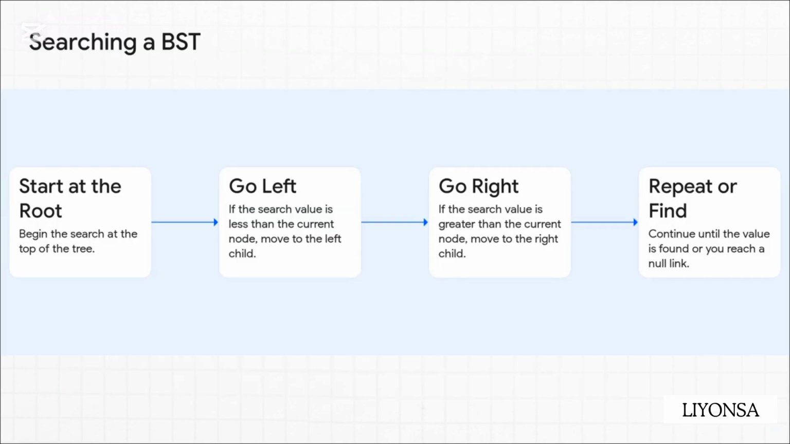So how does that work in the real world? It's just a super simple, repeated process. You start at the very top, the root, and you ask one question. Is the thing I'm looking for bigger or smaller than where I am now? If it's smaller, you just ignore the entire right half of the tree and go left. If it's bigger, you ignore the left half and go right. You just keep doing that, and with every single step, you cut your search area in half. It's a classic divide and conquer strategy, and it is incredibly effective.